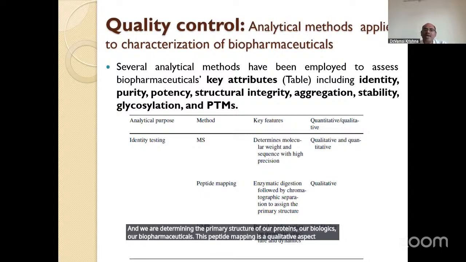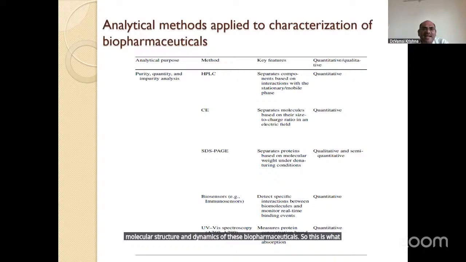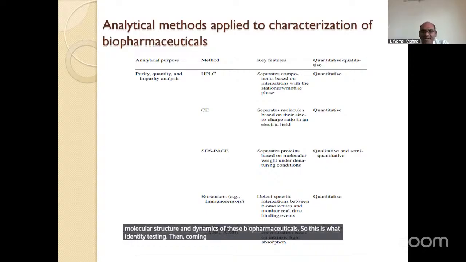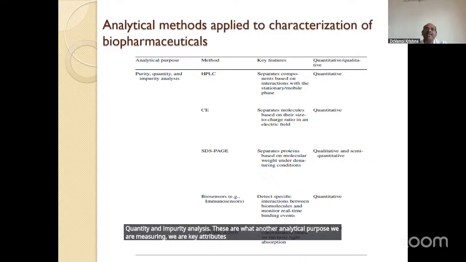And then we are using NMR spectroscopy also, for providing information on the molecular structure and dynamics of these biopharmaceuticals. So this is identity testing. Then coming to purity, quantity, and impurity analysis. These are another analytical purpose we are measuring. The key attributes we are measuring are purity, quantity, and impurity analysis.